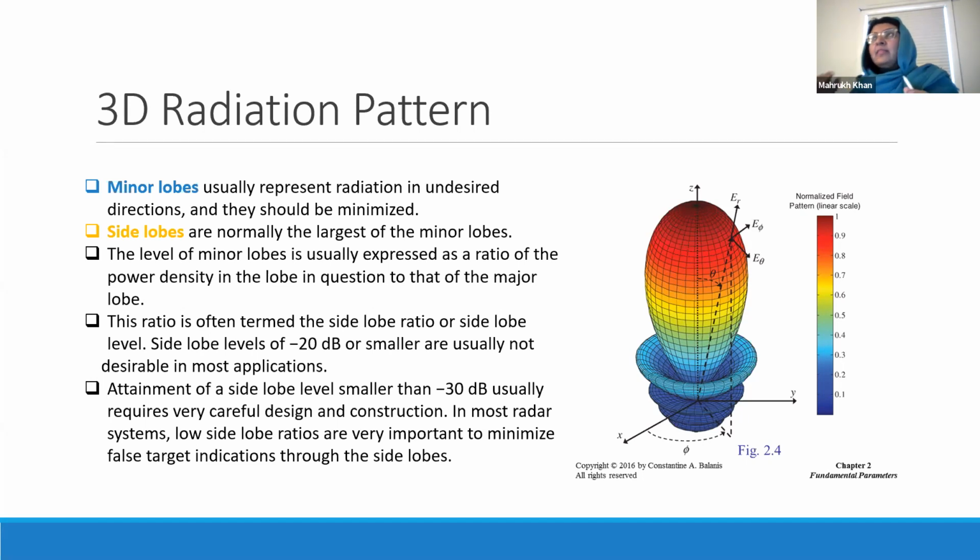If I'm saying it's minus 30 dB, then it's good. If it's minus 40 dB, then it's good. If it's minus 15 dB or minus 10 dB, then it's not good. We just need to understand that. Maybe there is some contradiction in our understanding, but what we mean to say is that side lobe levels should be suppressed. They should be smaller.